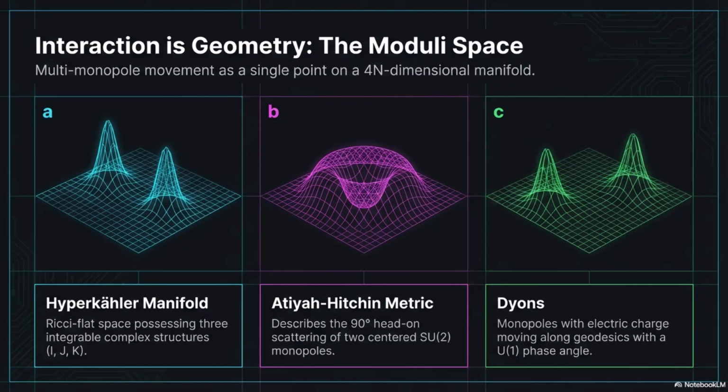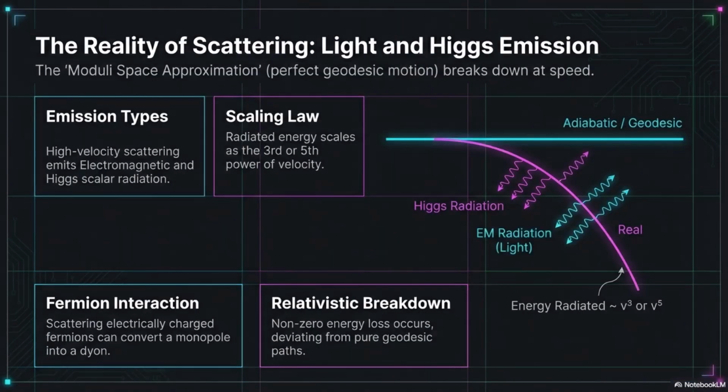But there's a catch. The source material calls this an approximation. And then later there's a whole slide called the reality of scattering that seems to walk it all back. Yes. The reality check. Everything we just said, that perfect, smooth, geometric sliding, all assumes things are moving slowly. And if they speed up? Then the math gets messy.